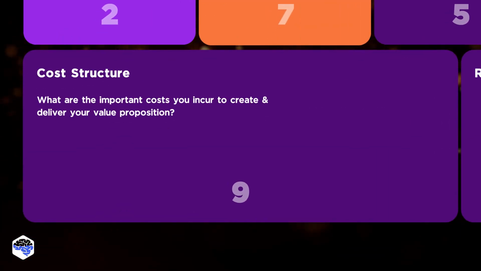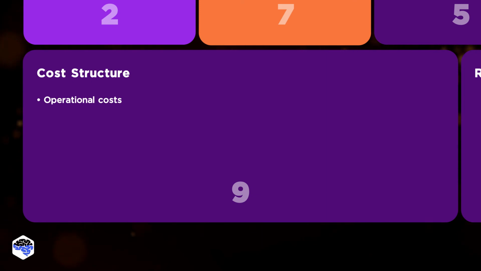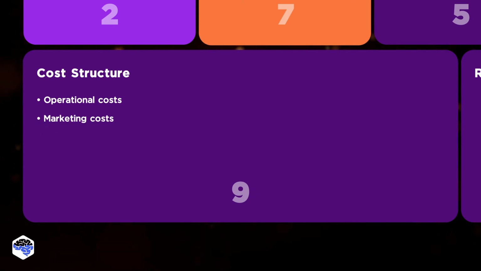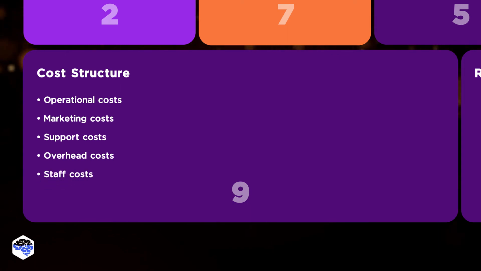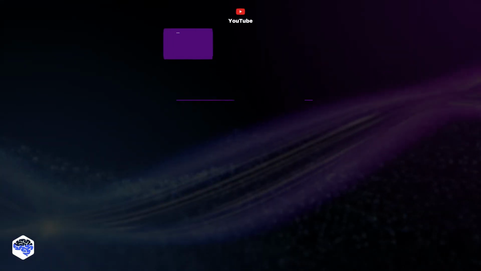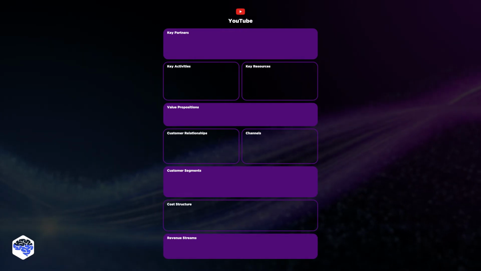The last point to fill in is cost structure. And among the main types of costs to consider, we define operational costs, marketing costs, support costs, overhead costs, and staff costs. Are you lost now? We hope not. But anyway, let's review an example.